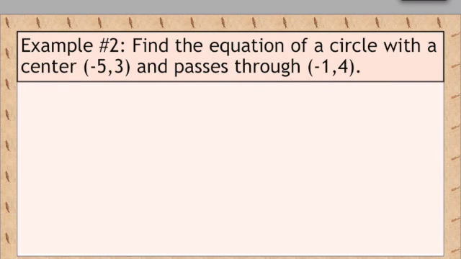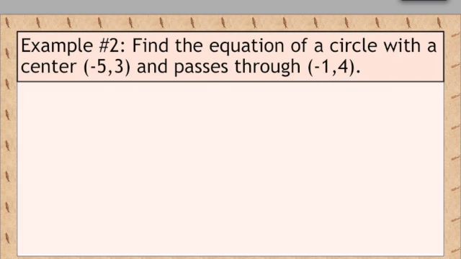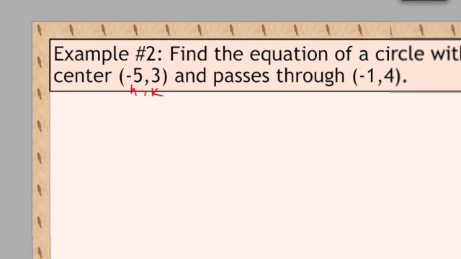All right, so for this equation, notice it's a little bit more challenging, right? They give us the center and they give us a point that it passes through, but they don't give us the radius. So if we think about this, we have our point -5, 3, which is our center. That's perfect. We have our h and our k. So let me go ahead and label that. This is my h, this is my k, but I don't have the radius.